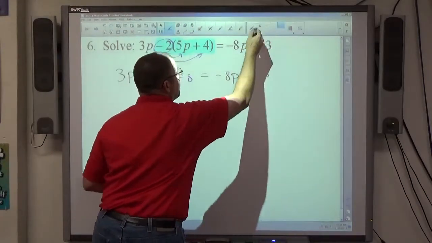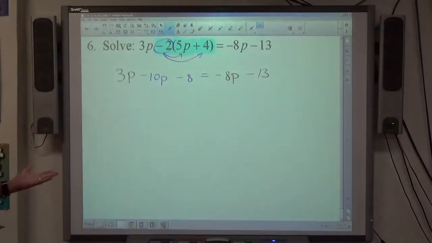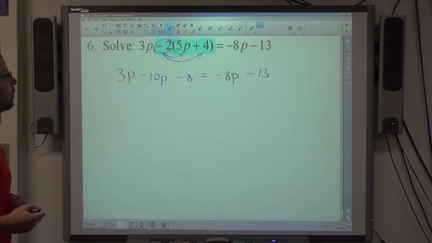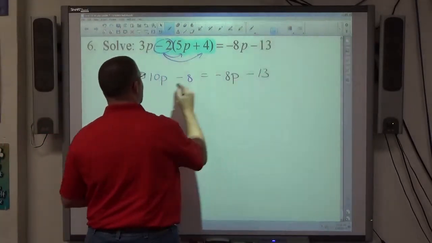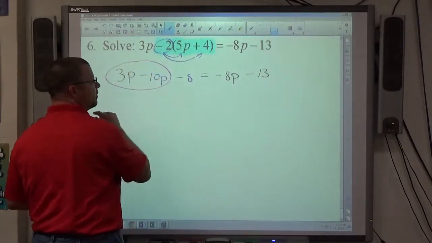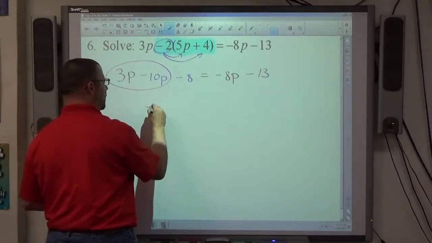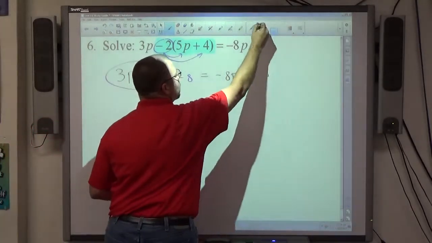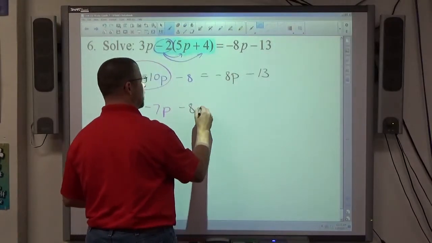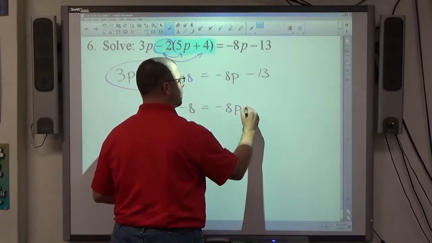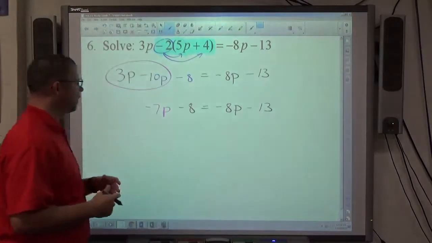Then the next step, again, if there were fractions, I'd deal with it. There aren't, so I don't have to. The next thing I would deal with would be like terms. These are like terms on the left, and that's it. So 3p minus 10p is negative 7p. The rest of the problem stays the same. So minus 8 stays minus 8, minus 8p stays minus 8p, minus 13 stays minus 13.